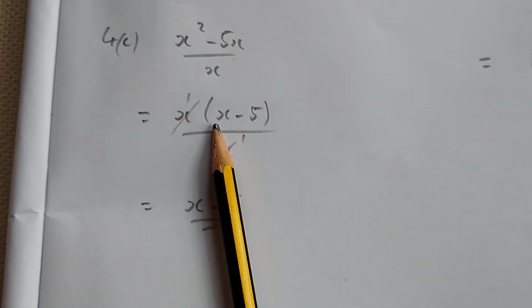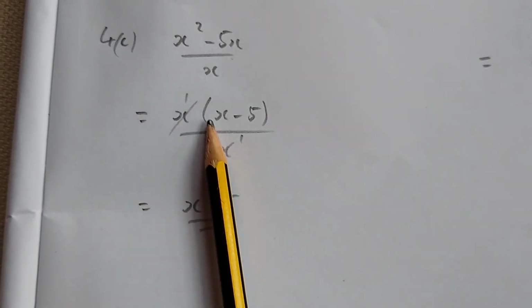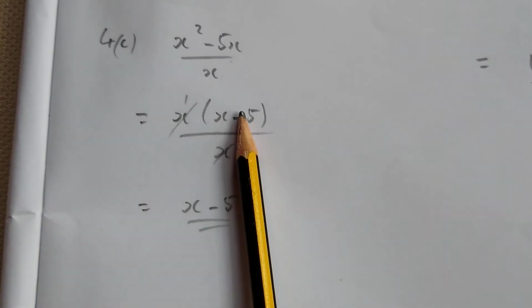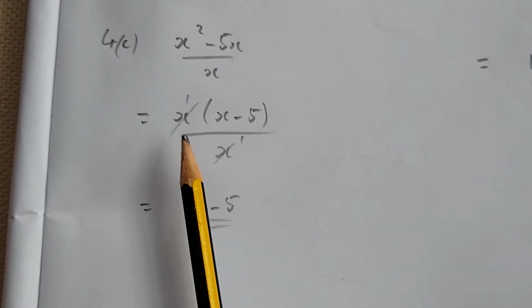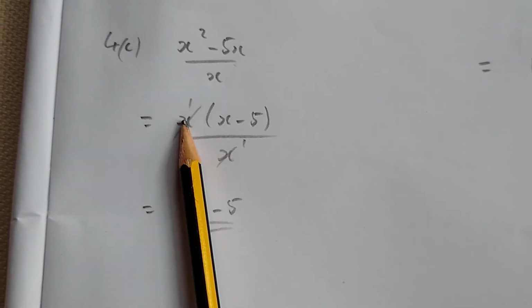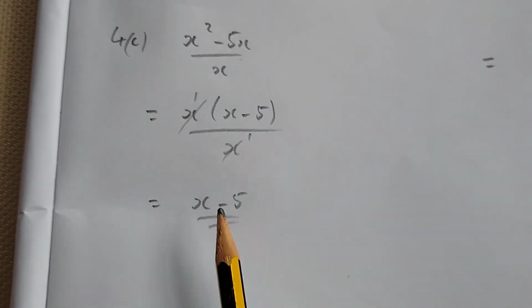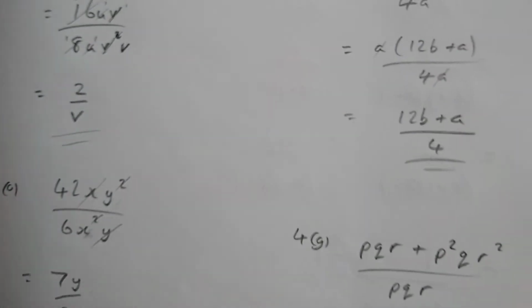Alternatively, take out a common factor. So a common factor of x, so we've got x multiplied by something divided by x. Well, x divided by x is 1, multiplied by the something. So we're just left with x minus 5 there.